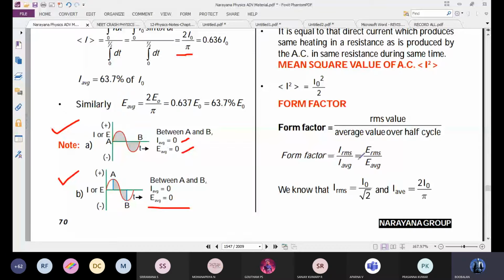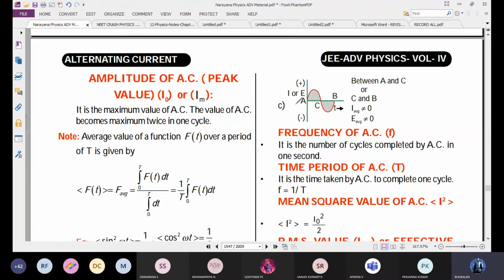Next, the third diagram. See here, between A and C or C and B, its value is not equal to 0 because it is half of the cycle. It is not equal to 0. The definition of frequency of AC: the number of cycles completed by AC in 1 second. Time period means the time taken by AC to complete 1 cycle.